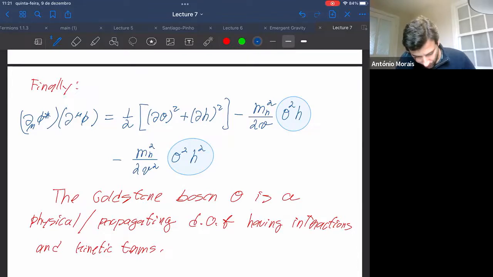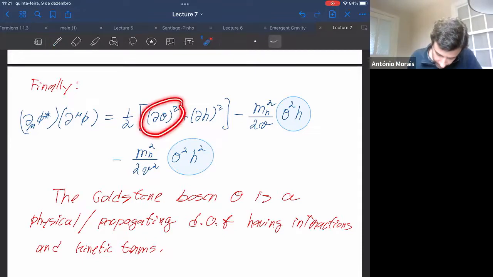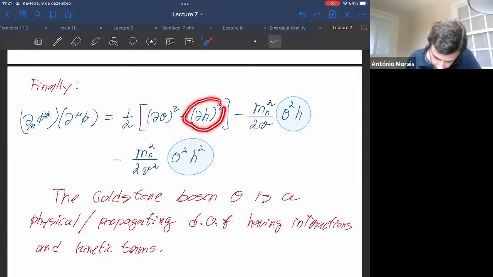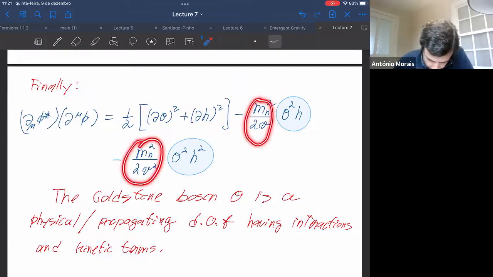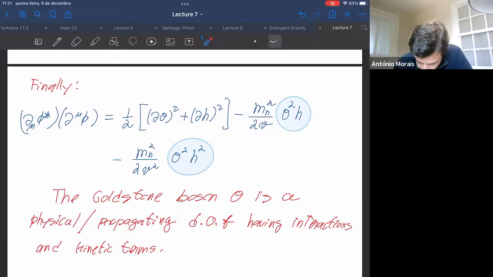So here, just to make things concrete, you have noticed that we have our Goldstone boson, which is massless and has interactions and propagating degrees of freedom. So this is the kinetic term for the Goldstone boson. This is the kinetic term for the Higgs boson. This here is the cubic interaction involving two Goldstone bosons and one Higgs boson, and this is a quartic interaction with two Goldstones and two Higgs bosons. Note that these interactions, the coefficients in front of them, have the right dimensions.